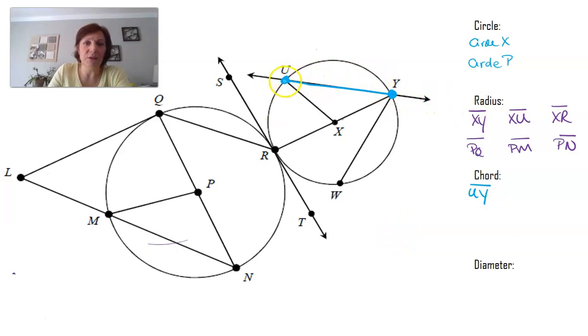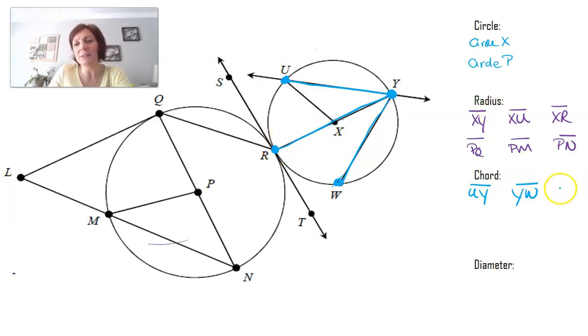There are no other lines that leave U other than UX, and we know that's a radius. How about Y? So YU is a chord. How about YW? It connects 2 points. YW. All right. There are no other lines that leave W. Now, this is interesting. R cuts across and goes to Y. So technically that's a chord, right? It connects 2 points on the circle, but I would also consider RY a diameter.